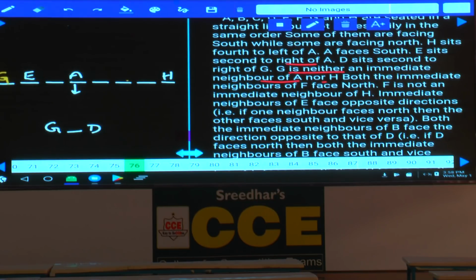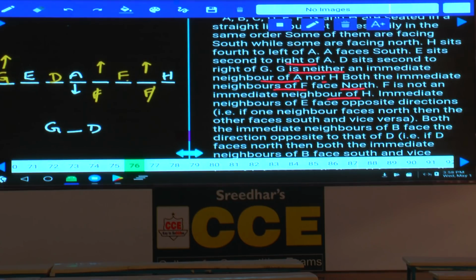If G is here and D is here and D sits second to the right of G, hence this G must be facing towards north, isn't it? And both the immediate neighbors of F face north. Immediate neighbors of F are facing towards north. F is not an immediate neighbor of H, F cannot be here. As F cannot be here, F cannot be here as well. Because if F is here, one of the immediate neighbors of F is facing towards south, that is not possible, hence F at this place, both the immediate neighbors of F are facing towards north.